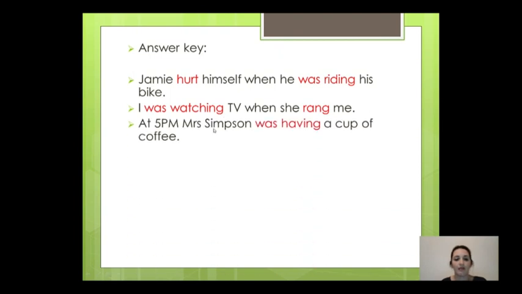At 5 p.m., Mrs. Simpson was having a cup of coffee. U 5 popodne, gospođa Simpson je pila kafu. So, at that precise moment in the past, we know what was going on. She was having a cup of coffee. Dakle, ovo je upotreba kada govorimo o radnji koja se duže odvijela, ali u nekom određenom trenutku u prošlosti.